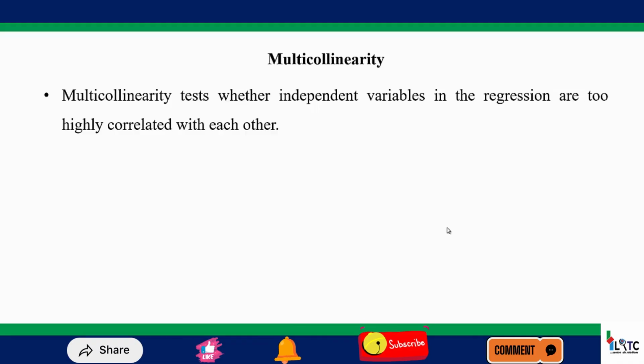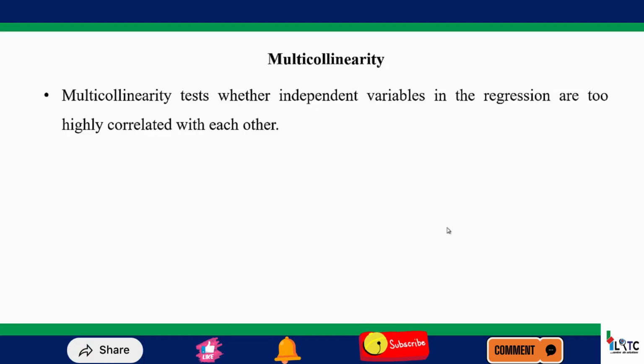We are not concerned about the relationship between the dependent and each of the independent variables. Of course, we expect the relationship between the dependent and independent variable to be very strong. But the relationship between two independent variables must not be very strong. It should be below a certain threshold.